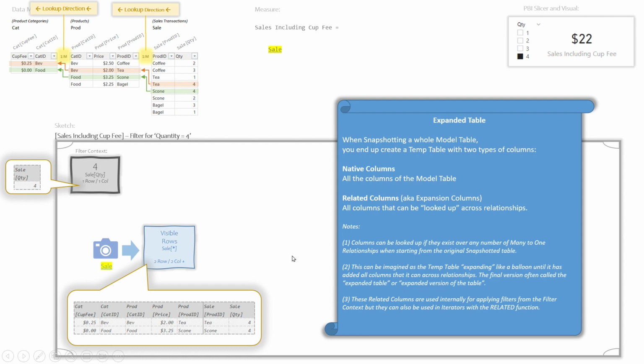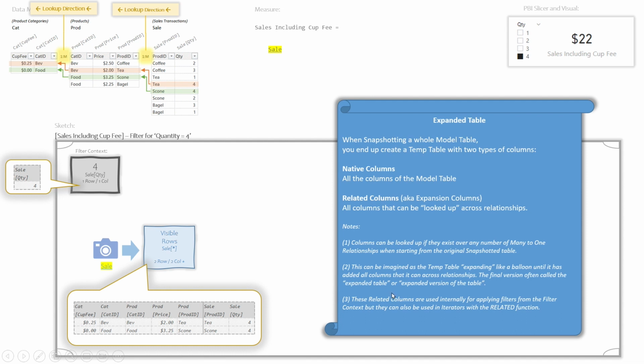So the term table expansion refers to getting that initial set of rows and then using the relationships to do one or more, or often several, lookups to scoop up all the columns that you can get based off of those chains of relationships. Okay. Now, these related columns are used internally mainly for applying filters from the filter context. We'll get into that in a future video. The reason these things need to exist is that this is how filters get applied in the DAX language.